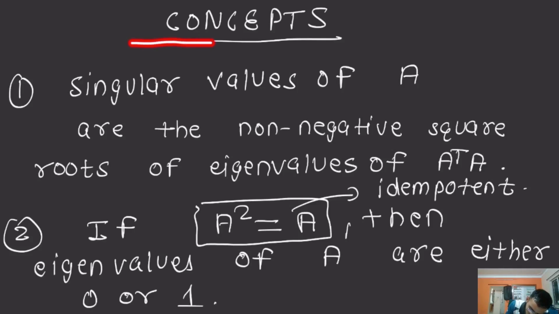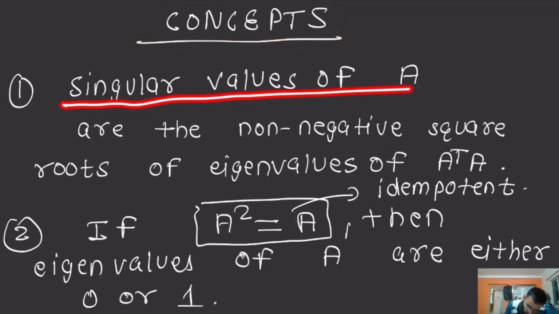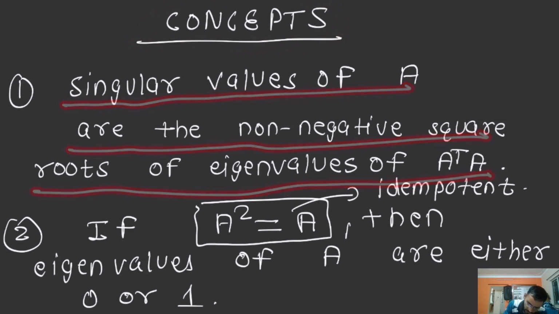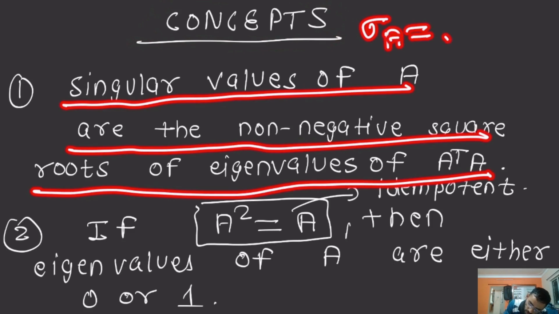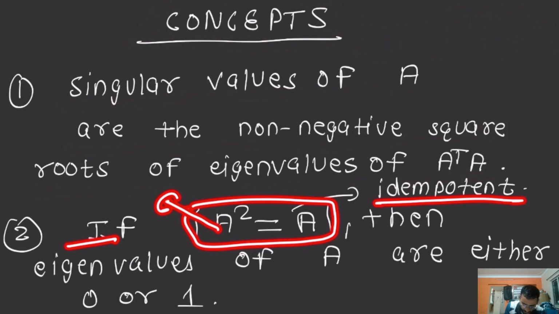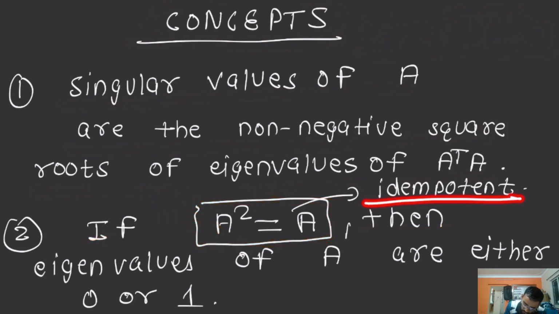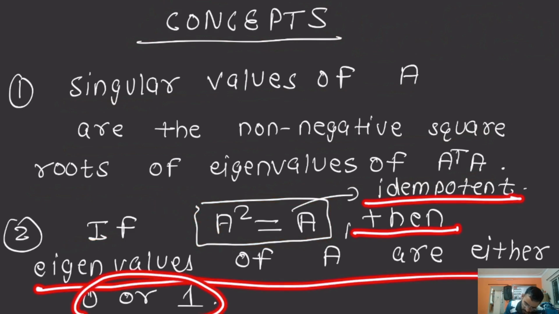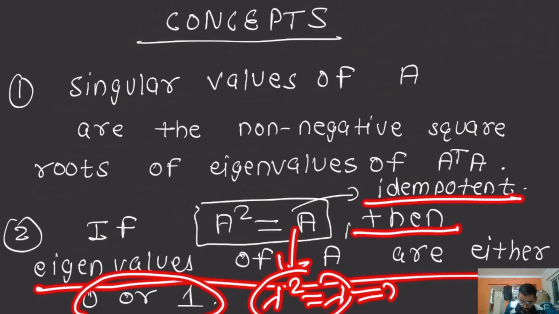Now coming to the core concepts involved behind the above problem. First, the singular values of A are the non-negative square roots of the eigenvalues of A transpose A. Second, if A square is equal to A, then we call A an idempotent matrix. One property of an idempotent matrix is that the eigenvalues of A are either 0 or 1. We can see this directly by putting lambda square equal to lambda, then we get lambda is equal to 0 or 1.